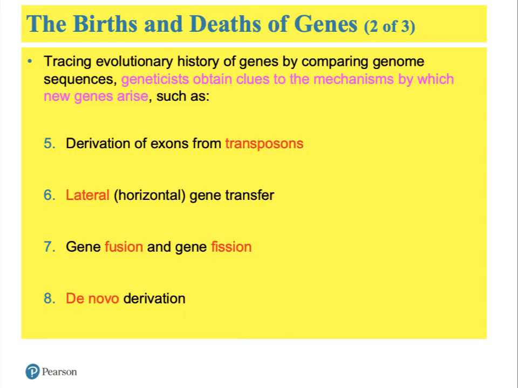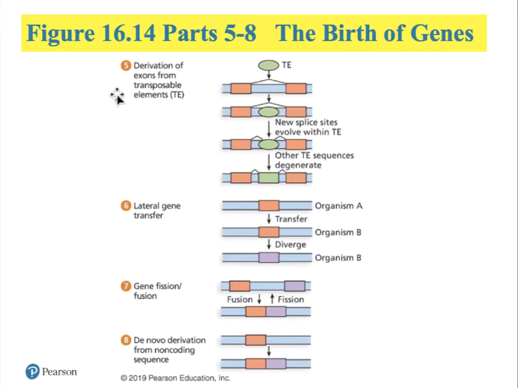But wait, there are other mechanisms that also can lead to the birth and death of genes. So some genes are derivatives of exons from transposons. Others are due to horizontal gene transfer, lateral gene transfer. Gene fusion and gene fission are also responsible for breaking up and making new genes. And sometimes new genes are created de novo in place. The lower half of figure 16.14 represents that in a graphical sense, and once again, see if you can relate to each one of these mechanisms. You have seen them before, but do you still remember them?